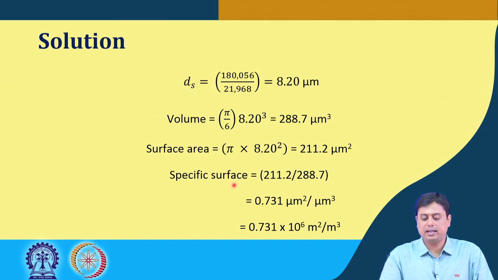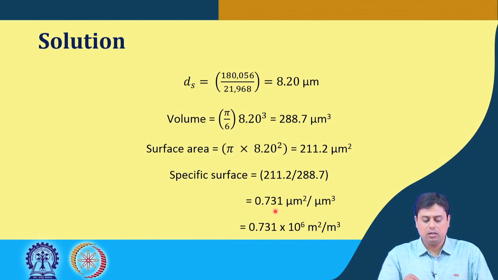The specific surface is nothing but the surface area per unit volume, which is 0.731 micron square by micron cube. If we convert that to meter square by meter cube, it comes out to be this value.